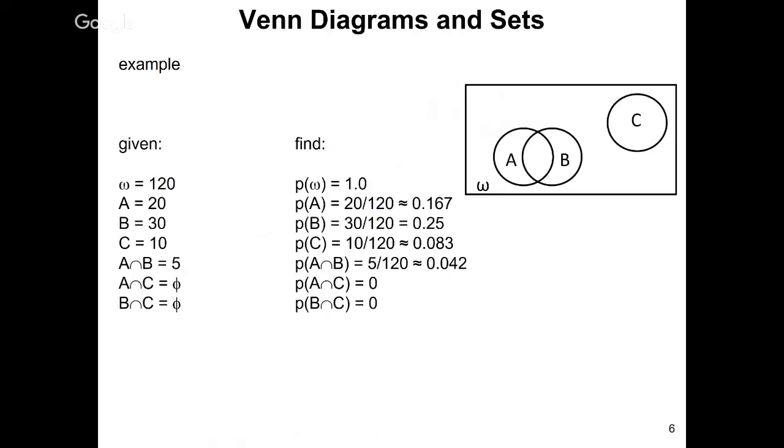So you could think of it as a frequency. How often are you going to hit in here, if you're just randomly throwing the dart, compared to everywhere else? So that's 5 out of 120, and that is 0.042.